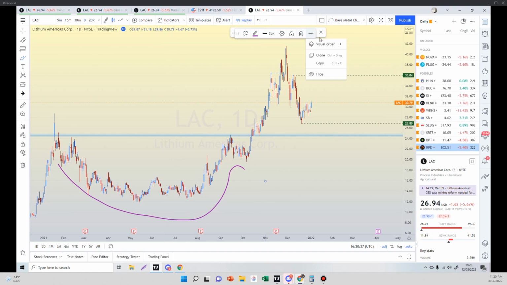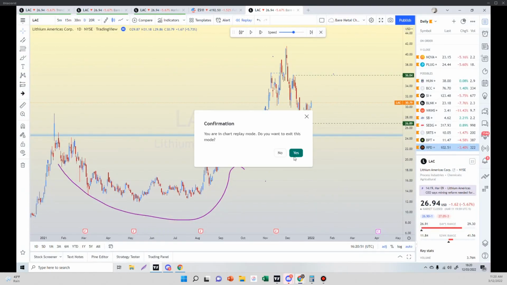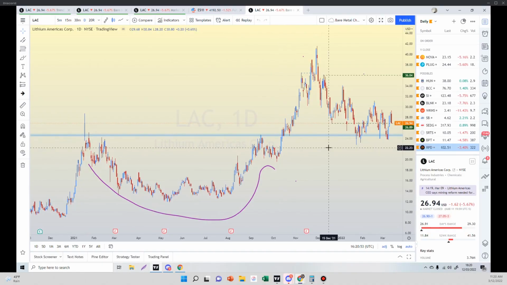Oh, TradingView doing its usual thing. Flip back to there. Oops. Right, if I X out of that, yep. Takes us back to where it is just now.